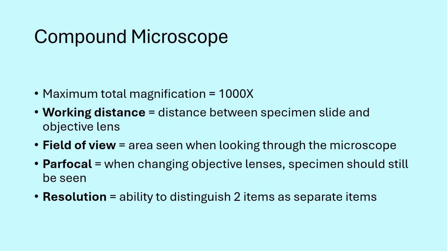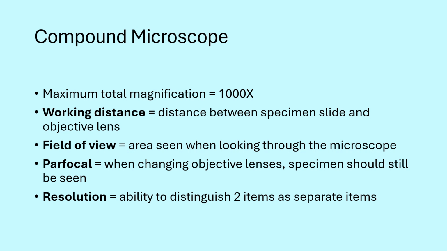The field of view, that's the area that you see when you're looking actually through the microscope. It's a circle, you're looking through it, that's your field of view. Your field of view is also going to decrease as you increase the magnification.